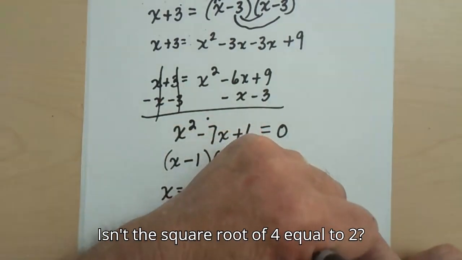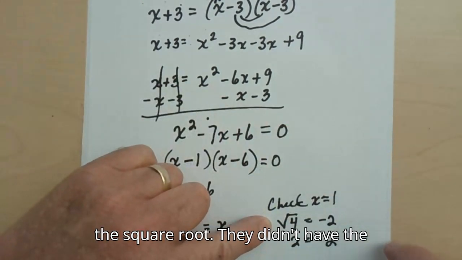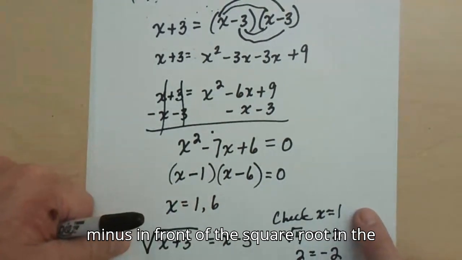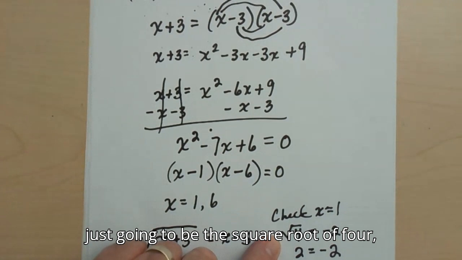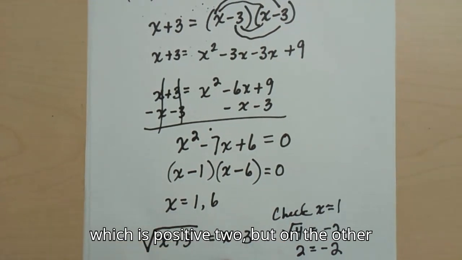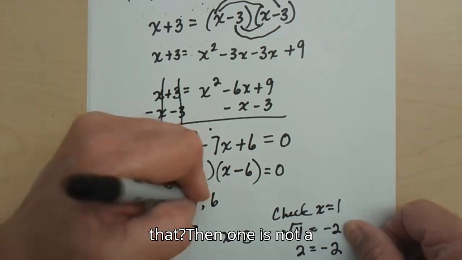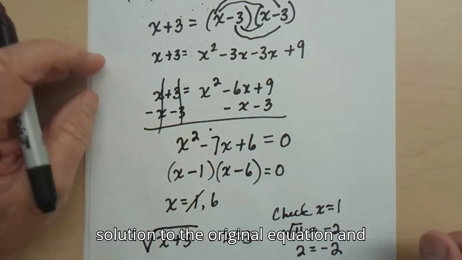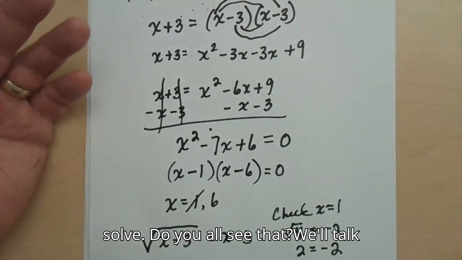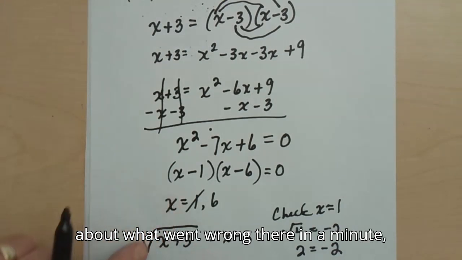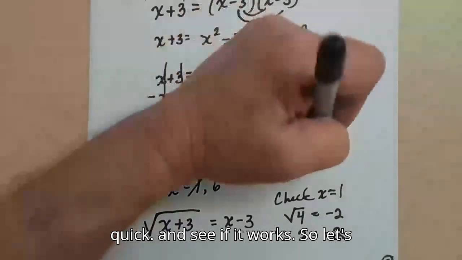Isn't the square root of 4 equal to 2? Notice I don't have the minus in front of the square root. They didn't have the minus in front of the square root in the problem. So this is just going to be the square root of 4, which is positive 2. But on the other side, I got negative 2. Do y'all see that? Then 1 is not a solution to the original equation. And that's the equation we're trying to solve. Do y'all see that? We'll talk about what went wrong there in a minute, but let's go ahead and check 6 right quick and see if it works.